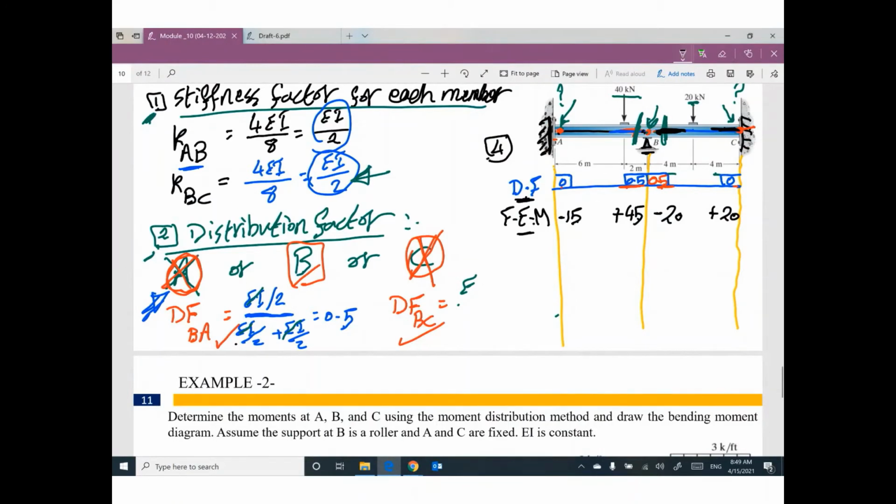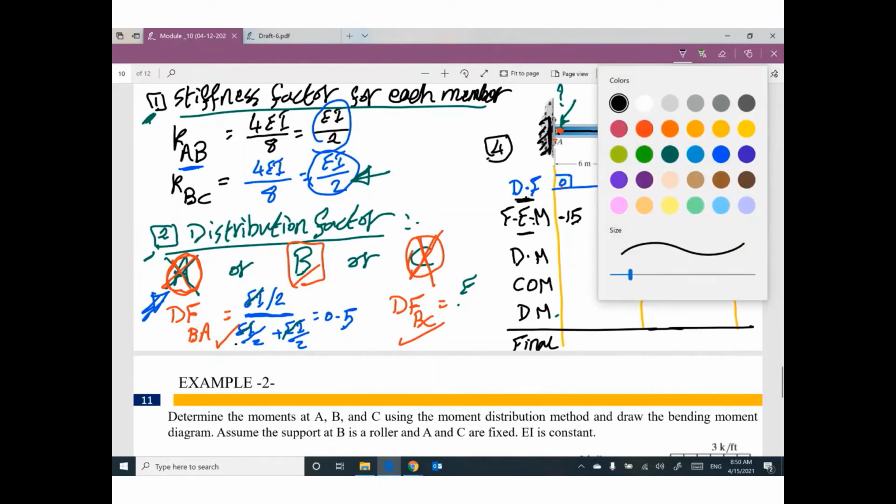I will add here distribution moment, then carry over moment, then distribution moment, then your final moment. And we are done. It's a very simple game. Let's do it. Guys, distribution moment.